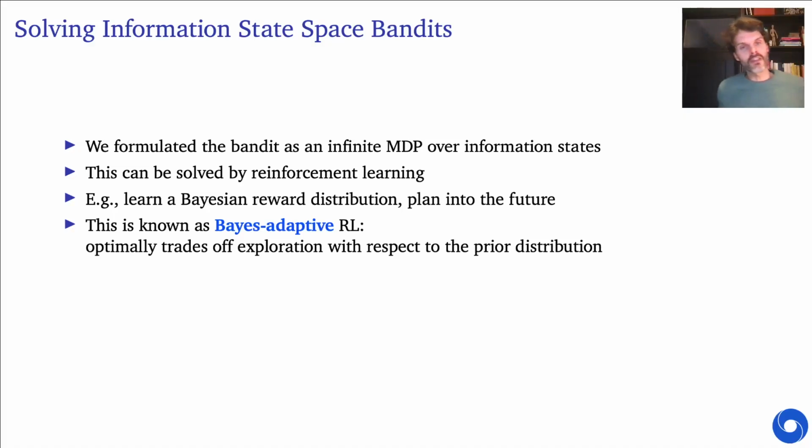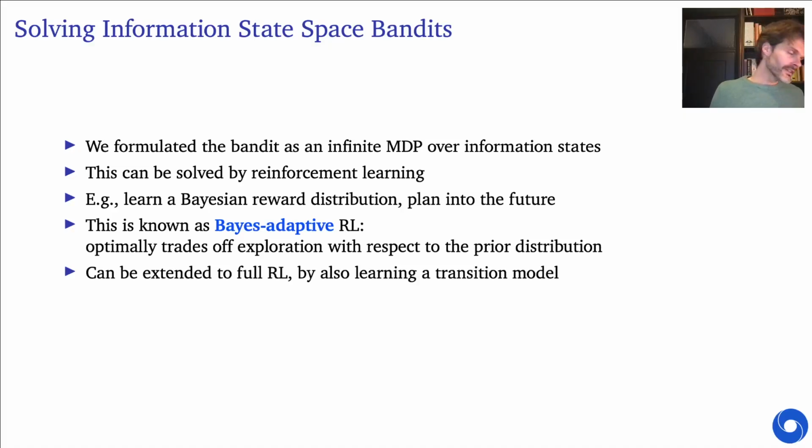And it turns out that if you learn a Bayesian reward distribution, so you're trying to learn what the expected reward could be, and then you take that into account in your planning algorithm, and you plan infinitely far into the future, all the way until the end of time, and then you use that plan to select the action, this optimally trades off exploration and exploitation with respect to your distribution.